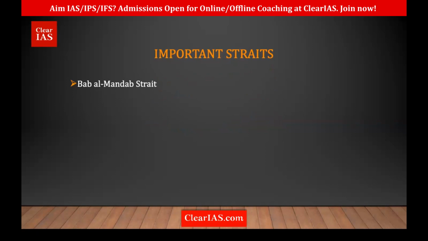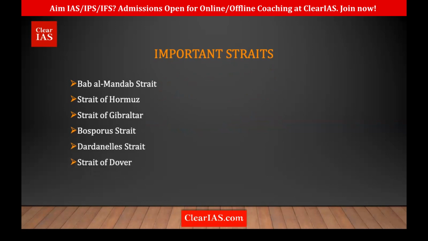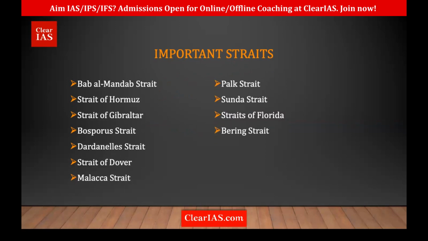A few of them we would have already seen in the last session itself, when we spoke about the regions of West Asia. So Bab el Mandeb is there, then Strait of Hormuz, Strait of Gibraltar, Bosphorus Strait, Dardanelles Strait, Strait of Dover, Malacca Strait, Palk Strait, Sunda Strait, Strait of Florida, Bering Strait, Davis Strait, and Formosa Strait. Formosa is also called the Taiwan Strait. So these are the straits we would be seeing today. Yeah, so let's start.